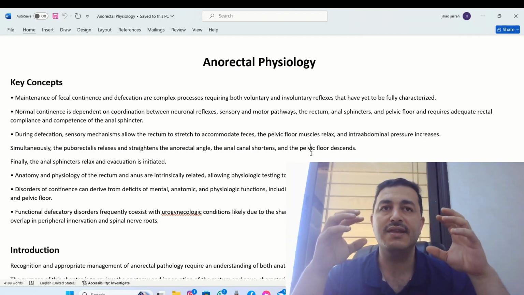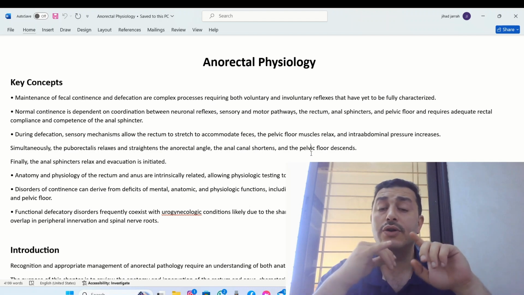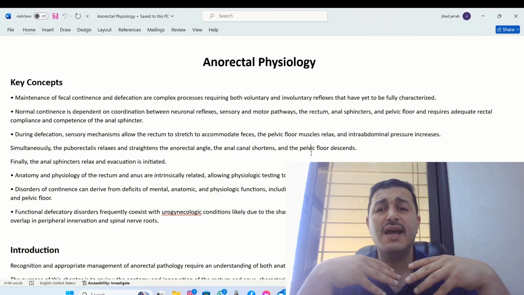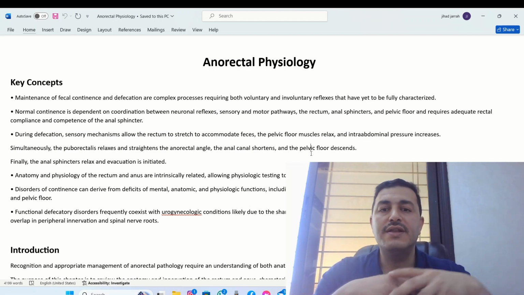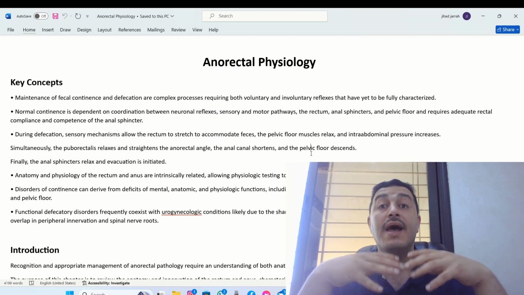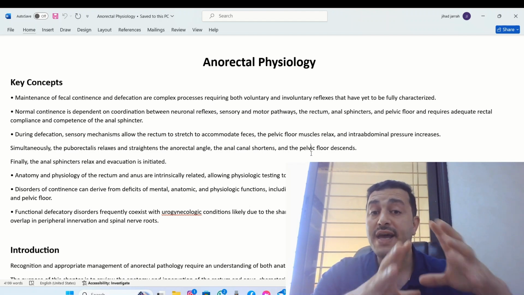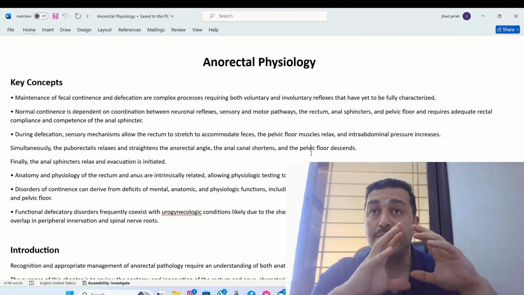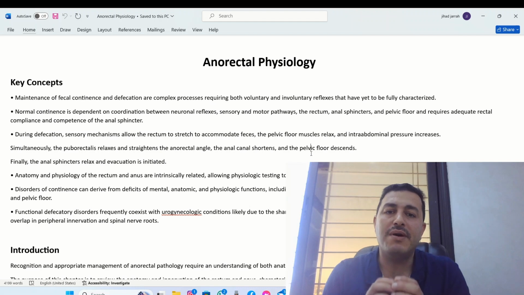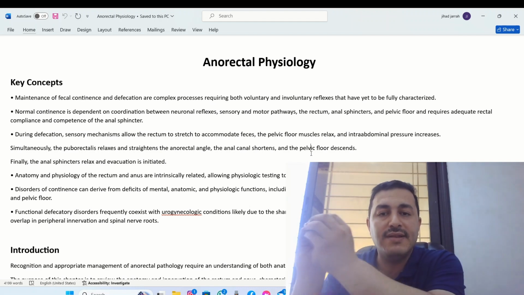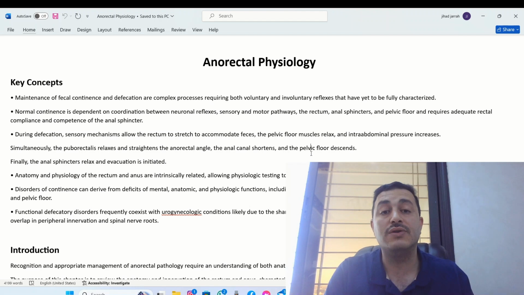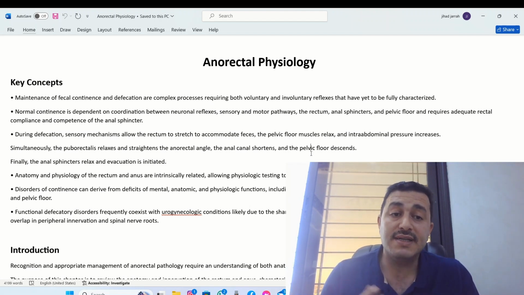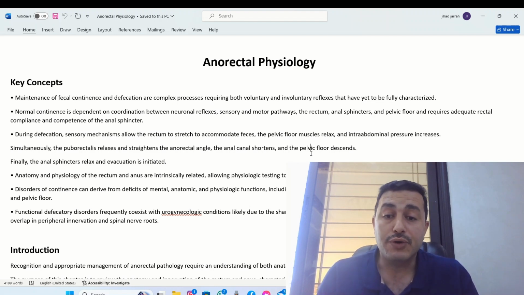Actually, understanding these two complex mechanisms requires a good understanding of the nerve supply to this region, how voluntary and involuntary reflexes control this region, a good understanding of the anatomy of the anal canal, including the sphincters, and the anatomy of the pelvic floor, because all of these participate in our understanding of the defecation and continence mechanisms. For example, the pelvic floor, including the puborectalis, participates in the defecation process.